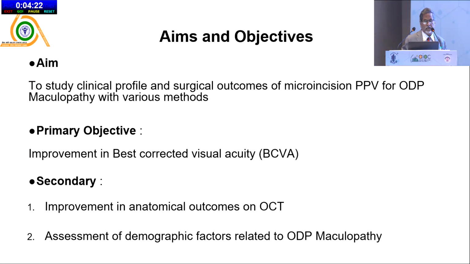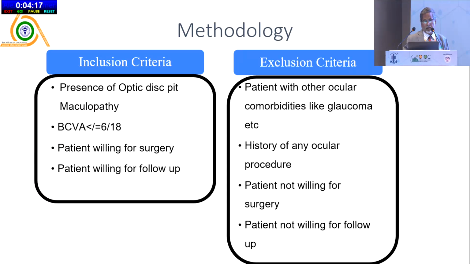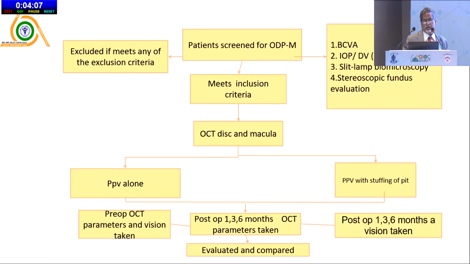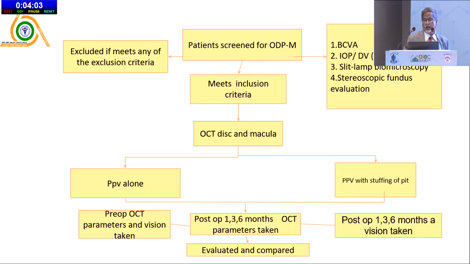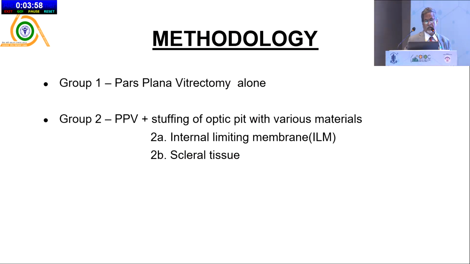The primary outcome is improvement in best corrected visual acuity. The secondary outcome is anatomical improvement on OCT. Inclusion criteria: patients with optic disc maculopathy, visual acuity less than 6/18, willing for surgery and willing for follow-up. We divided them into two groups. One is PPV alone with PVD induction, and the other is stuffing of the optic disc pit with various materials, like internal limiting membrane and scleral tissue. We also used glue but it was unsuccessful.